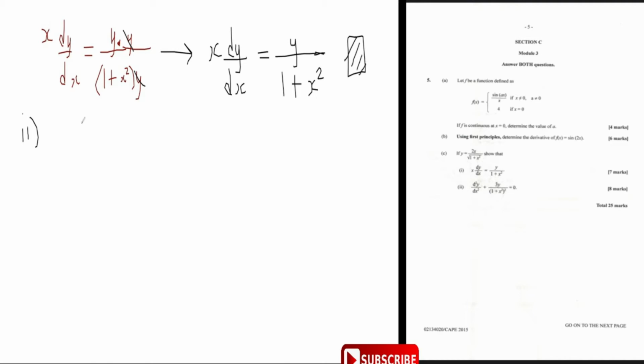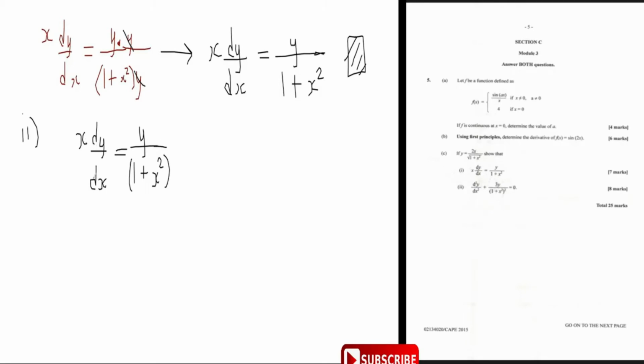Okay, so for part 2, it's a second derivative question. Anytime I prove something, I like to start with what I just proved, that x dy by dx is equal to y over 1 plus x squared. So I'm going to start with that.